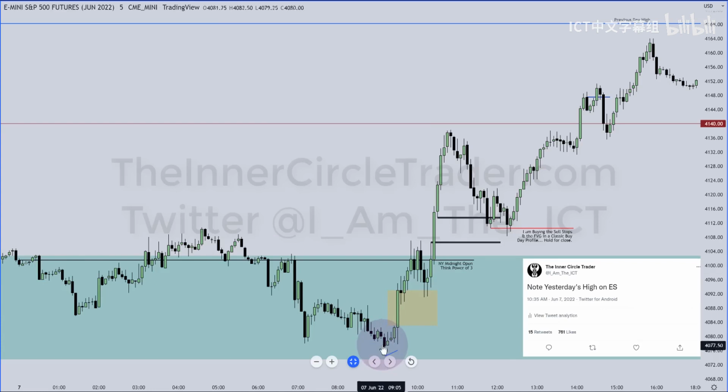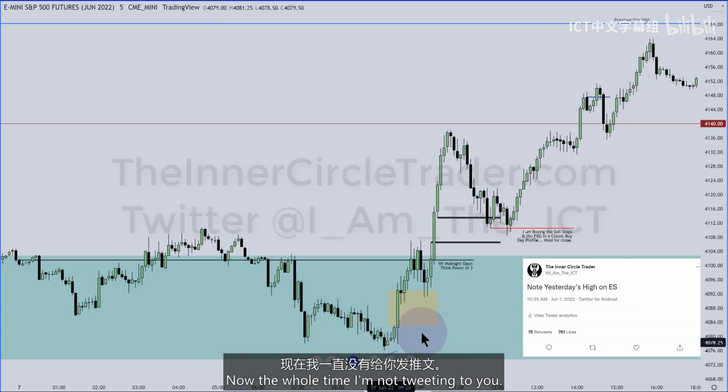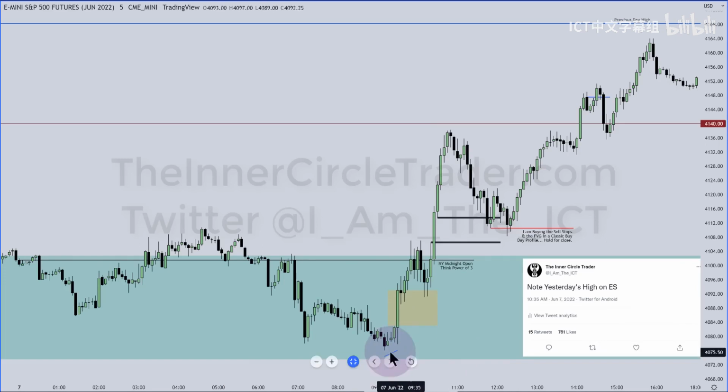It's forming it at 9:10 New York local time. It rallies up, shift in market structure. So it doesn't give me my objective, but it gives me these clues here. Now, the whole time I'm not tweeting to you. I'm studying price. I'm working with my son, and I'm measuring all these things.